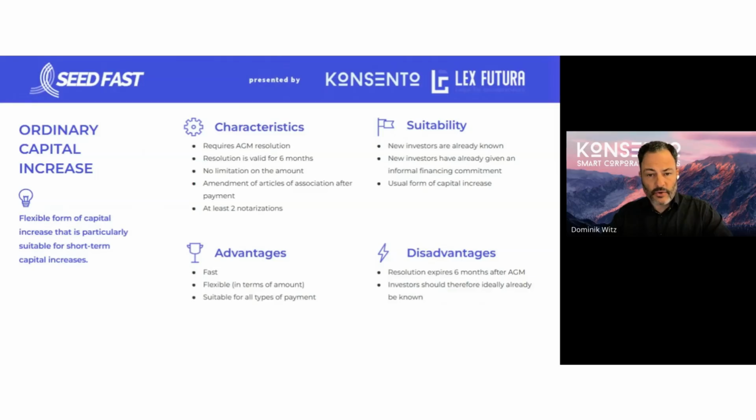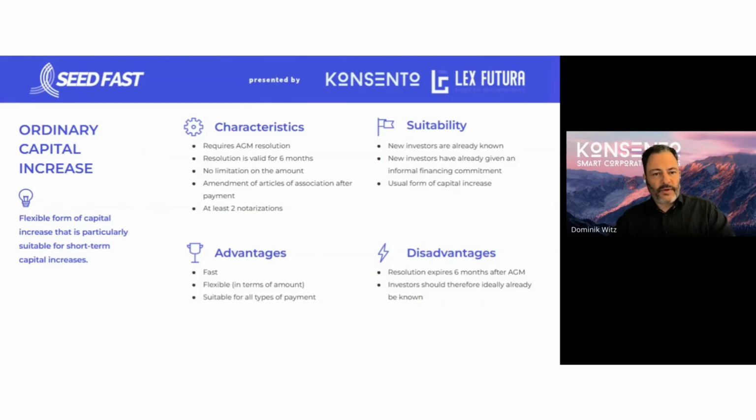One that I mentioned already, the resolution of the AGM expires 6 months after it's been taken by the shareholders, which means you need to speed up the whole process. And this also requires that you're already at least in negotiation with the shareholders, as I mentioned before.